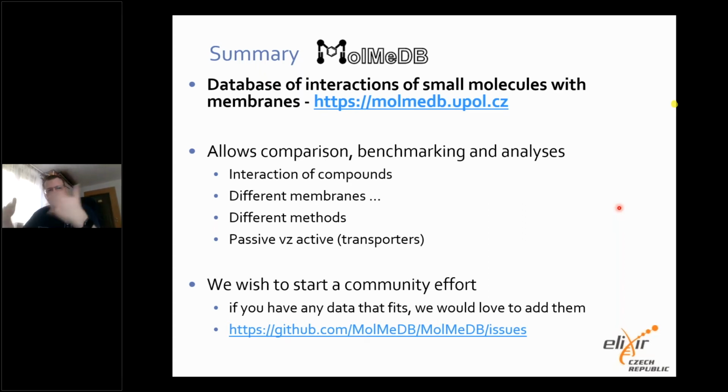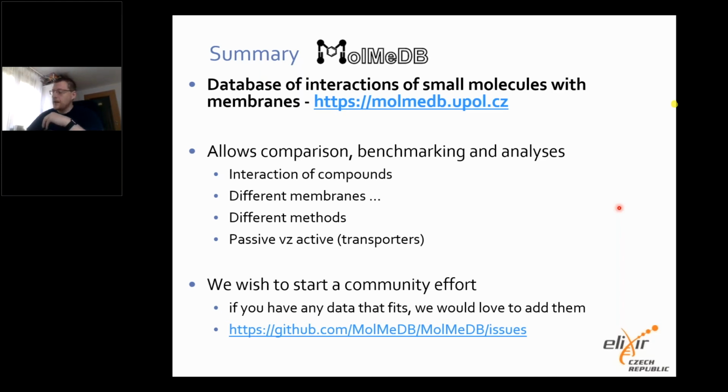So it actually makes it easier to find the data for comparison. And currently, we are adding also the data on transporters into the field, so we can compare between the passive and active transports. And we really wanted to make this thing as open as possible. So we run on GitHub, and if you want to contact us, you can contact either directly me or contact us via GitHub. And if you have any data that fits, we would love to add them.